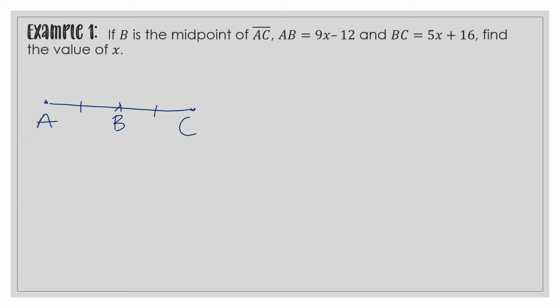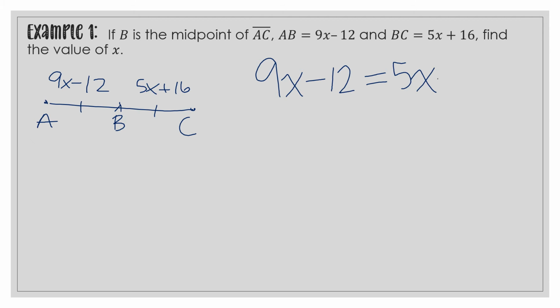And I'll put a little congruent mark on each of them so you can see that AB is congruent to BC. We are told that AB is 9x minus 12, and that BC is 5x plus 16, and we're looking for the value of x. Because B is the midpoint and the midpoint cuts the segment in half, we know that the measure of AB, 9x minus 12, is equal to the measure of BC, 5x plus 16.